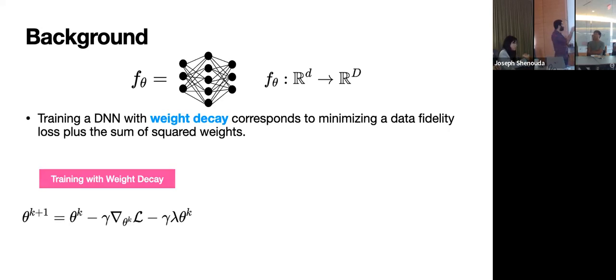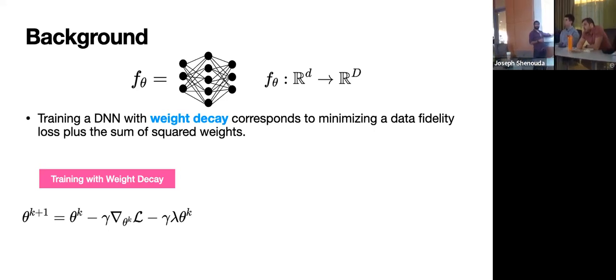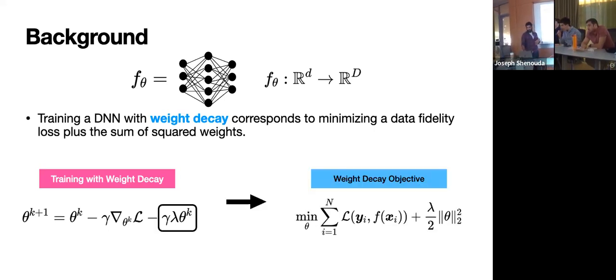Suppose I'm training with weight decay. What that means is when I'm doing gradient descent, or some variant of gradient descent, I'm getting my new iterate by stepping in the direction of my gradient, and then also attenuating a little bit by some scaled down version of my current iterate. And what this corresponds to is basically just minimizing this objective, this loss, where you have an extra regularizer on all the parameters, and that regularizer is just the sum of squared weights.